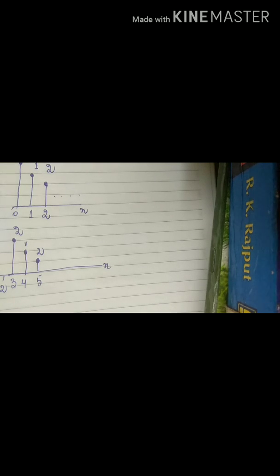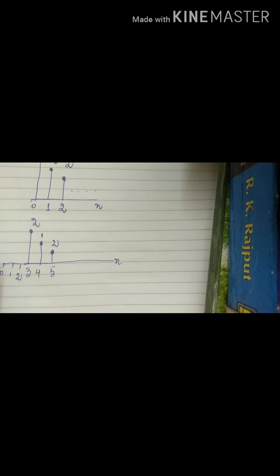In case of an advanced version, instead of starting at n equal to 3, it may start at n equal to -1 or n equal to -2 and so on.